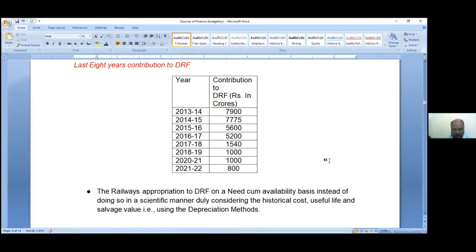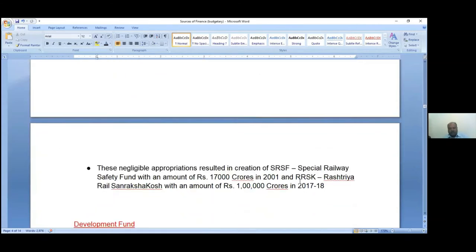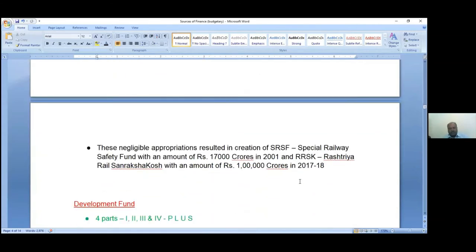This only considers the scrap value or salvage value, but that is not important. So this negligible appropriation resulted in the creation of a special fund of crores, that is the second fund, renamed as the RRSK, Rashtriya Rail Sanrakshan Kosh, with an amount of 1 lakh crores in 2017-18. If sufficient amounts were provided to DRF regularly, the need for such a special fund would not arise. That is the very important thing.